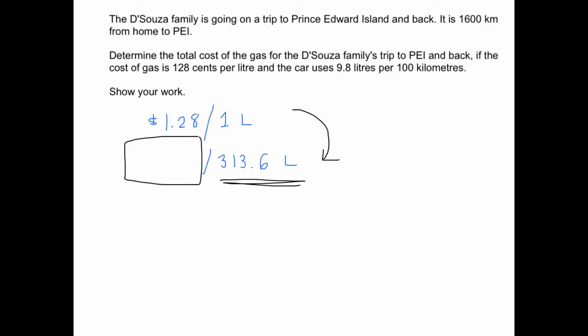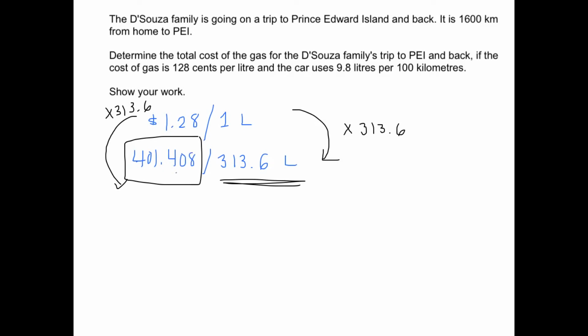What do you do to the number 1 to increase it to 313.6? Well, because this is proportional, we know that it has to be related by multiplication or division. So 1 times 313.6 will give us 313.6. What do you think we need to do to the first term? Well, if we multiplied the second term by 313.6, we need to multiply the first term by 313.6 as well. 1.28 multiplied by 313.6 gives us 401.408.